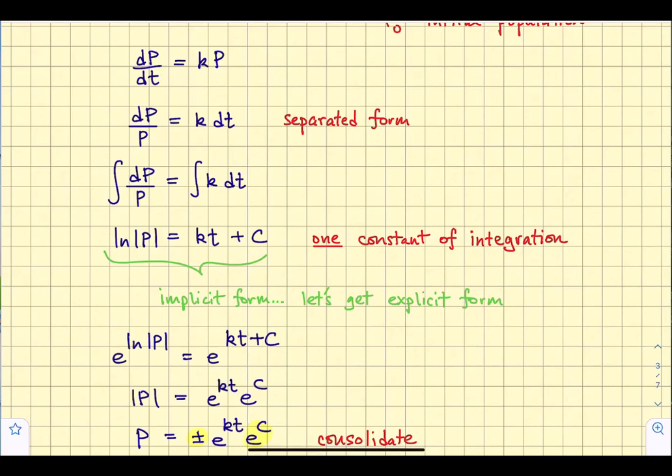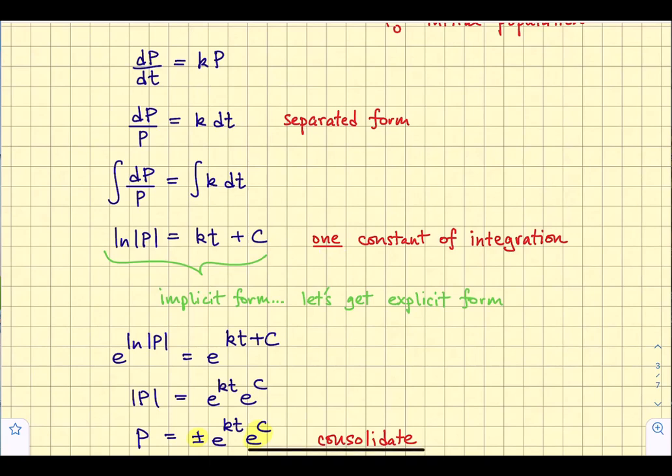We want to separate all of the P components from the t components. k is just a constant, so it doesn't matter which side it ends up on. So we'll divide both sides by P and multiply both sides by dt. We'll anti-differentiate both sides. This is again a natural log of the absolute value of P. This would just be kt plus a constant. We should only have one constant of integration.